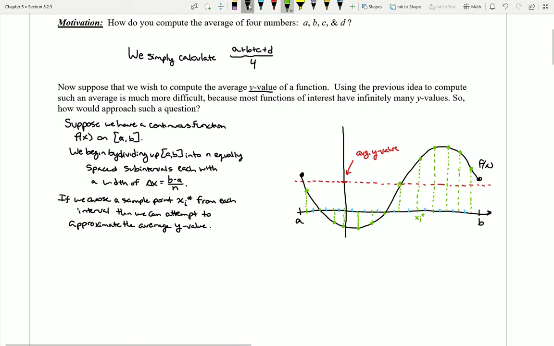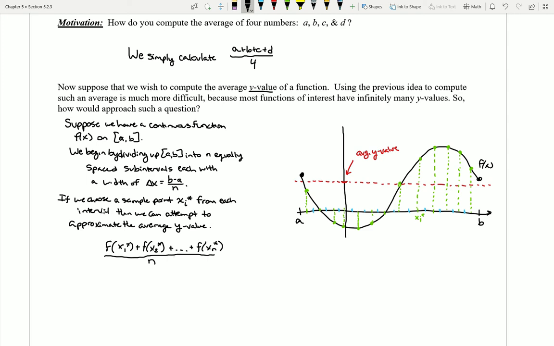So I could do that by doing the following. I could say that the average y value could be approximated by saying, let's take the function, and how about we plug in x number 1 star, and then add in the y value for x number 2 star, and I would just keep going and going all the way down until I hit x number n star. So that's the very last one down here. So I add up all of the green y values that I have, and since I made n intervals, I have n y values, and so I divide by n. And obviously, this is not going to be the average of all the y's. It's just an average of some of the y's.